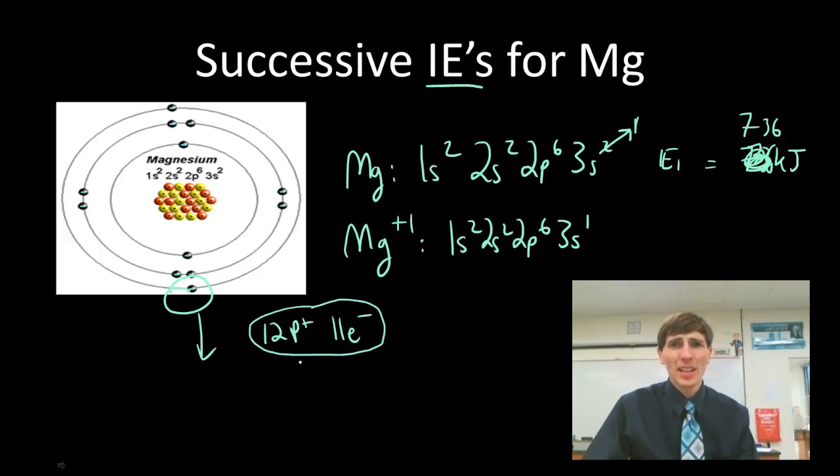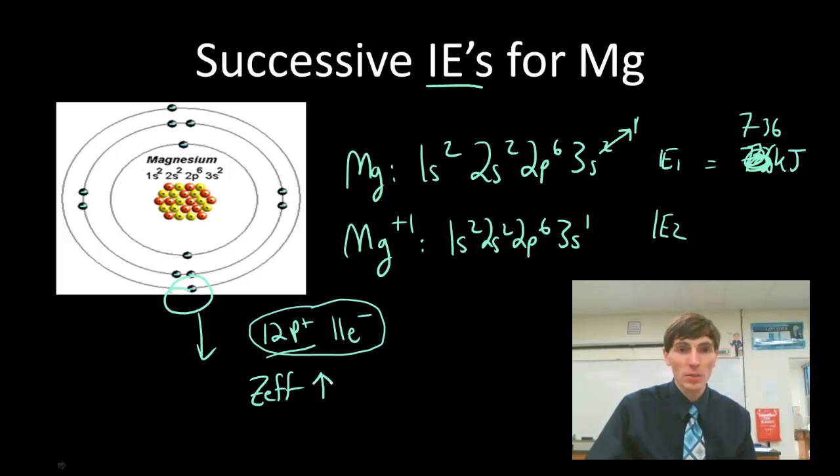Now, if I wanted to keep going with this, I'm looking at my proton to electron ratio, and I'm noticing that if I want to take another electron, we'll call this IE2, I've kind of lost a kid from the playground, and there's still the same number of recess aids, or protons. That effective charge to the nucleus has actually gone up. The pulling power of my magnesium plus 1, or my effective nuclear charge, has actually gone up now. So it's going to be a little bit more difficult to pull away another electron.